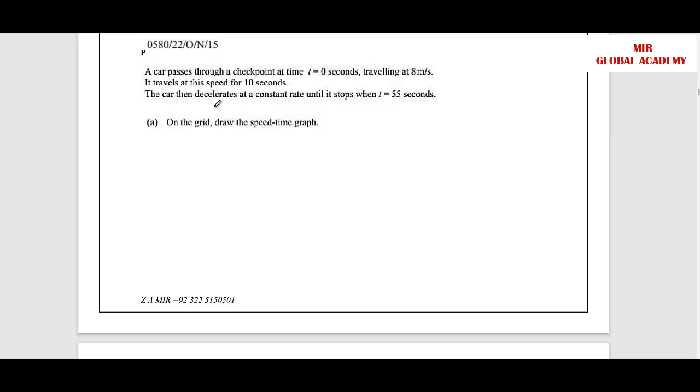And then the car decelerates. Decelerate means the speed starts decreasing at a constant rate. It means the graph will be a straight line. And it stopped when t was 55. This is t equals 55. Now we have to draw a straight line from this position to this one. So this is the straight line. Because I don't have a ruler, it is not a very neat straight line. So this is the graph.